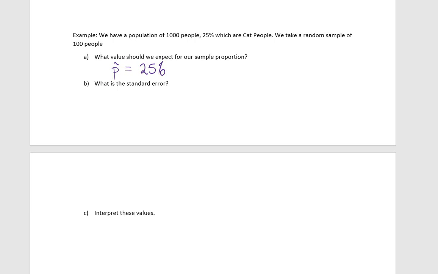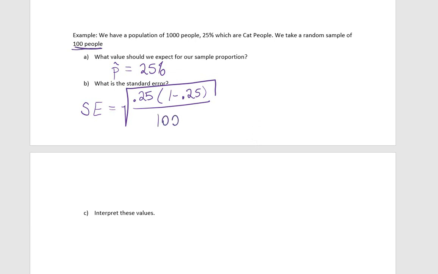Our standard error, so how far off are we going to be, is going to be the square root of p times 1 minus p divided by n. Now n is the size of our sample, not the size of the population, which is 100. So if we round that to about 4 decimal places, here's what we're going to get: 0.0433.